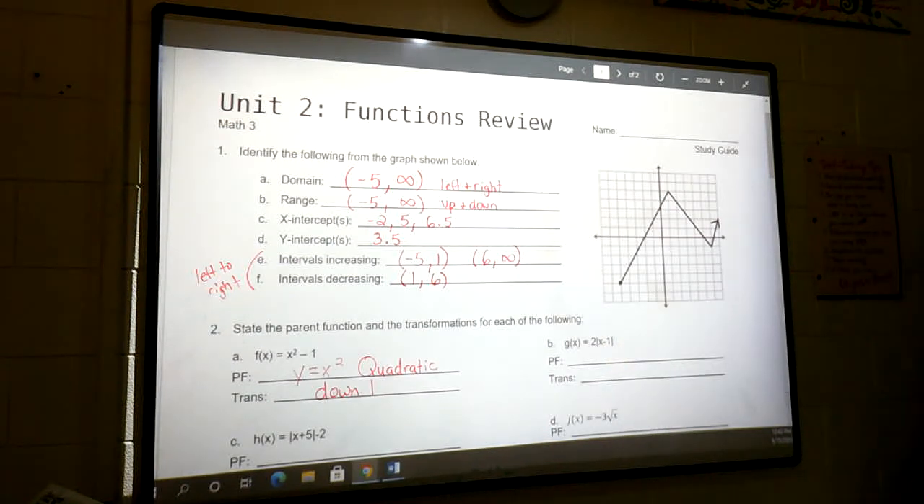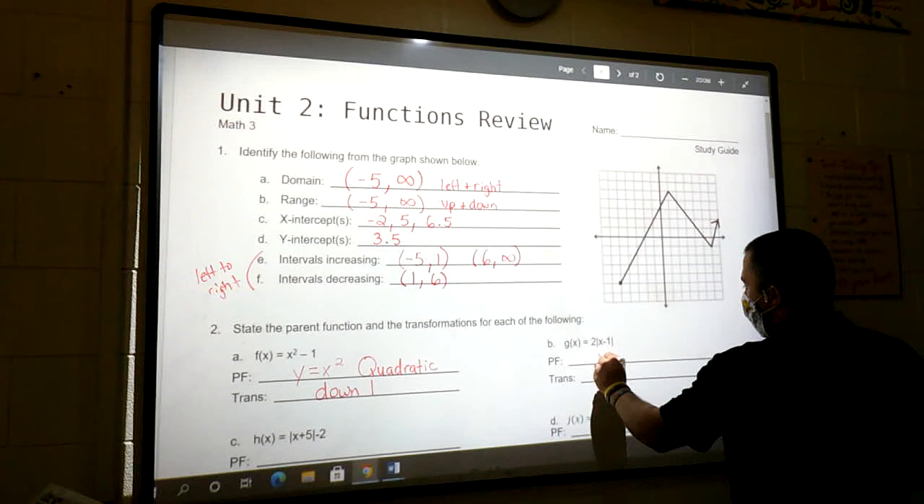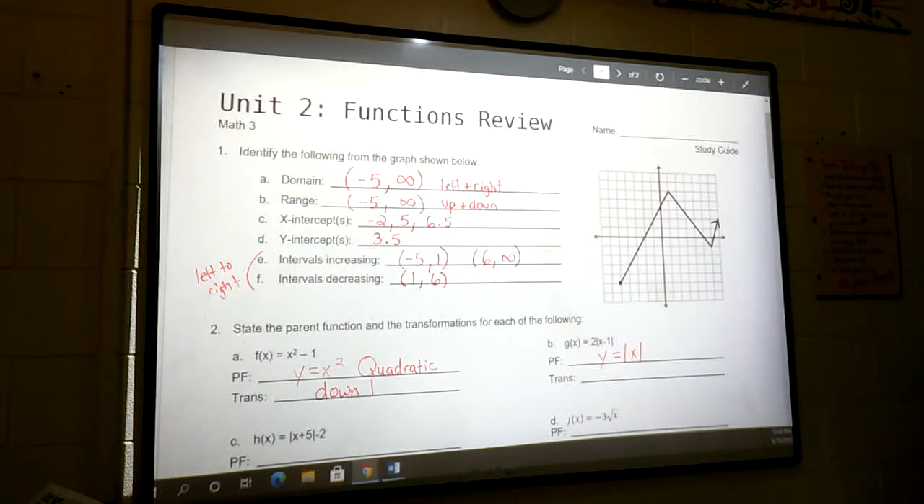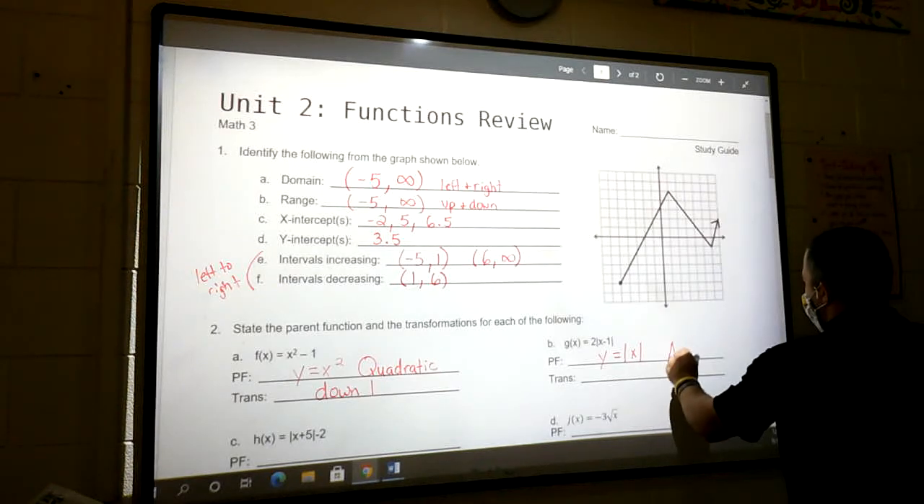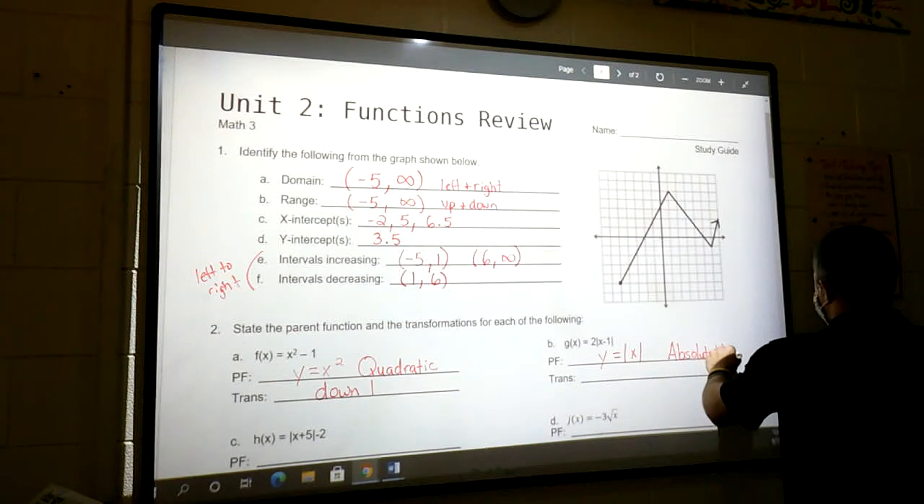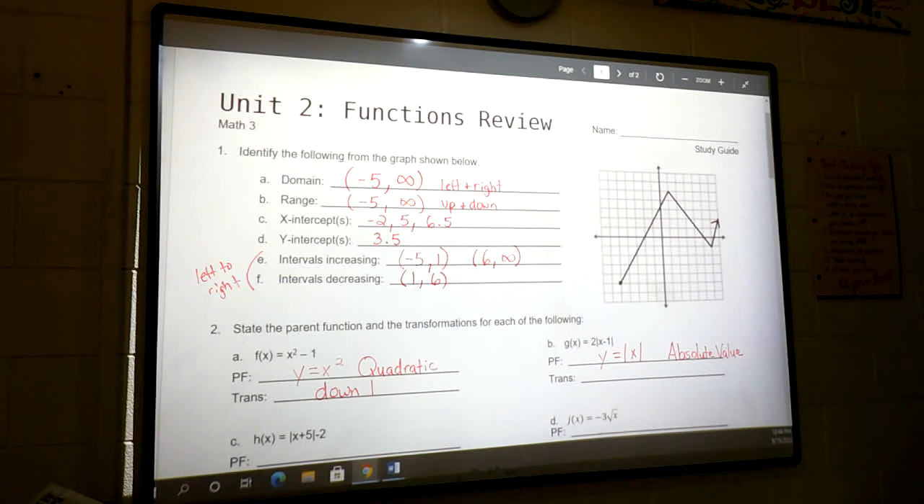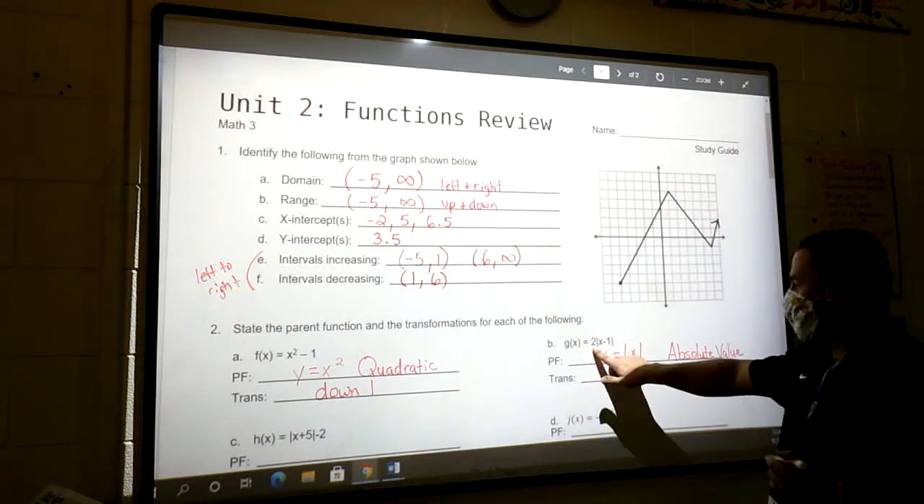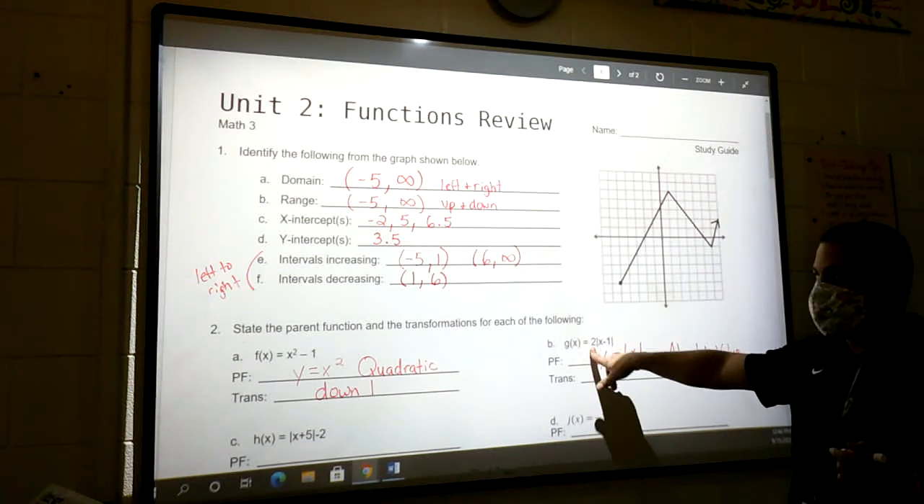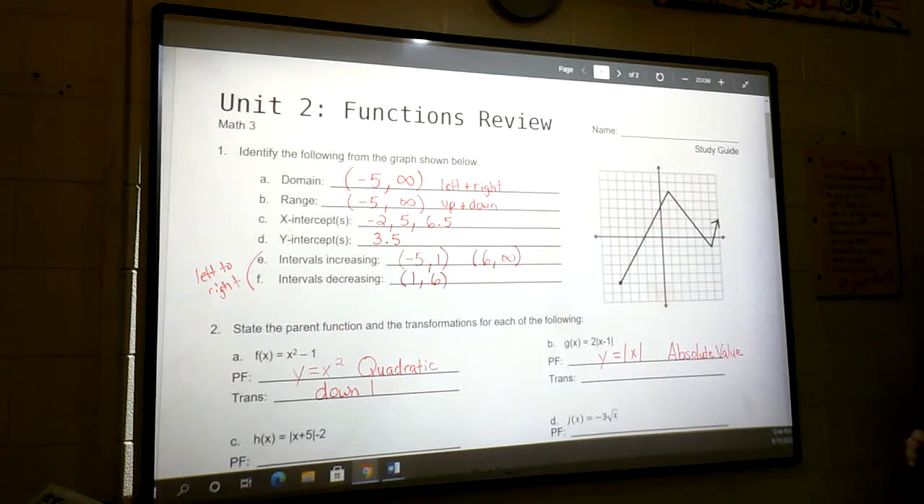Now, the parent function for this is just y equals x with the bars there, and those bars stand for absolute value, so that's our parent function. So we know absolute value is the function we're talking about. Okay, so that's our parent function, y equals the absolute value of x. And we want to know, how is this transformed? Well, the 2 is going to change your slope.